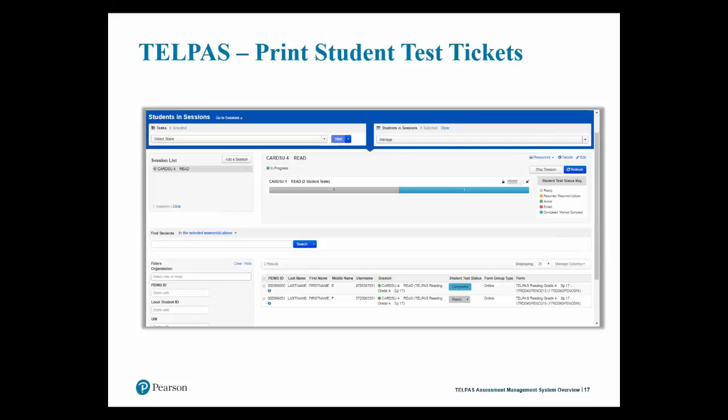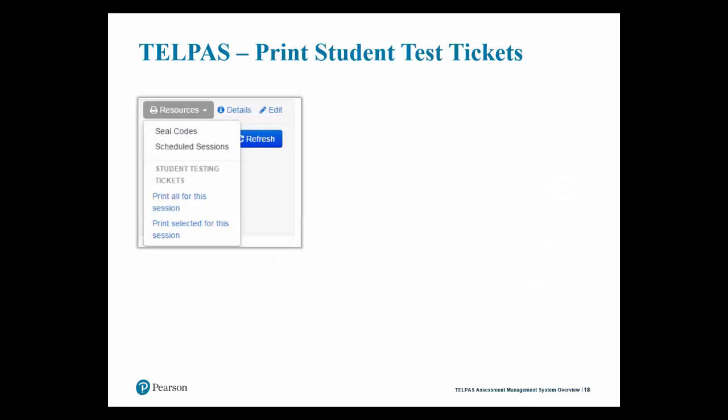And you can do that by clicking on the resources after you've located your test session. Click on the resources drop down. And if you wanted to, you can just select the student's test tickets that you want to print, or you can print all of them. So here, if we select resources, you'll see there we have the options of printing all for this session or just printing the ones that we selected for the session.